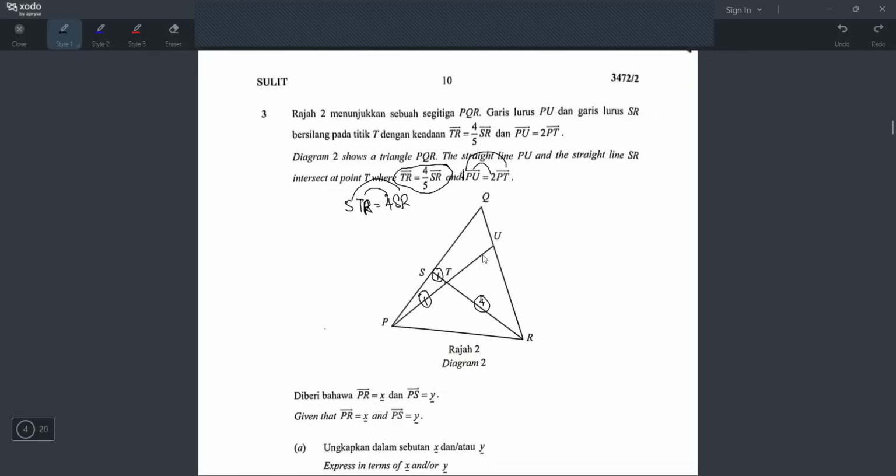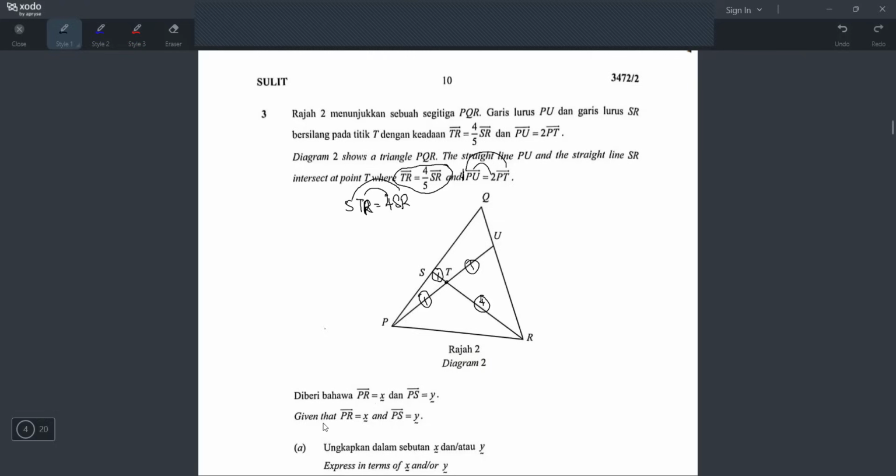So here is 1. But since the whole thing is 2, I can take 2 minus 1, I get 1 here. It means T is actually the midpoint of PU. Because if the ratio is 1 to 1, then it's the midpoint already. It means this vector and this vector are sama panjang, right? And also they are parallel and sama panjang, right?